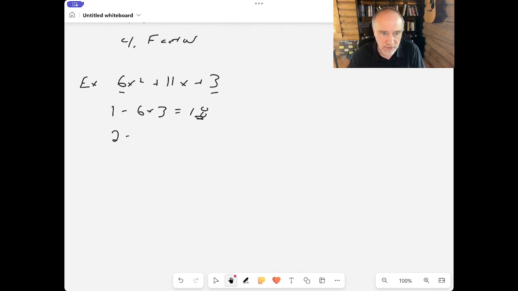Look at this. 18 can be 18 times 1. It could be 9 times 2. It could be 6 times 3. There may be some others, but I think I got most of them. So those are two numbers I can multiply to get 18: 18 and 1, 9 and 2, and 6 and 3. Now here comes the trick.